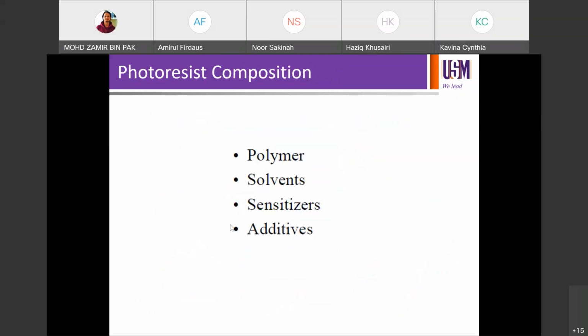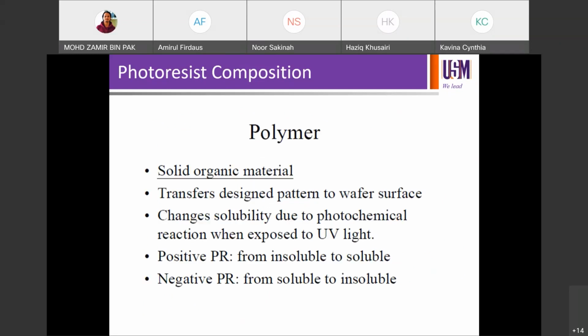Right, resist composition. In the photoresist, there are a few things. In the photoresist there is polymer, solvents, that's why you need to drive off the solvent during the hot plate process. Sensitizers, additives, they're all in the resist. It's a solid organic material, light sensitive. Okay, it's a light sensitive polymer compound.